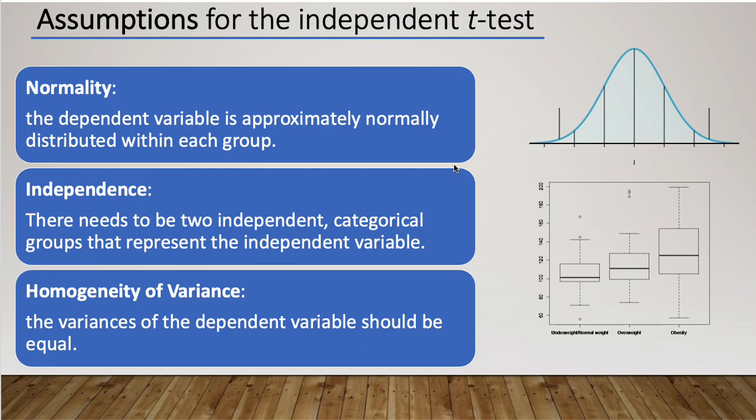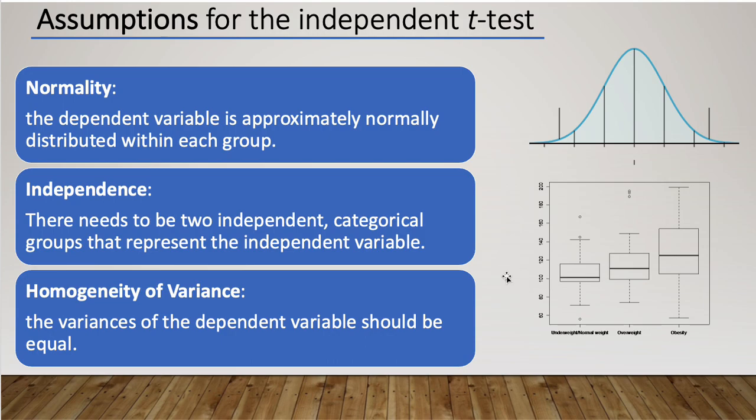So when we run an independent t-test, we make some assumptions about our data. So we assume that our data is normally distributed. Normally distributed around the mean, with some participants exhibiting more mischievous acts above the mean and some below, but most around the mean. We also assume independence, so that the levels of our independent variable are independent of one another, and we assume homogeneity of variance. So the variance of the dependent variable should be equal, so hopefully there's no outliers in our data.